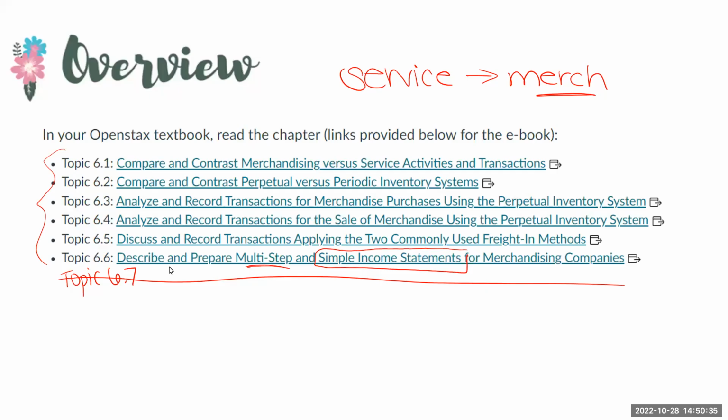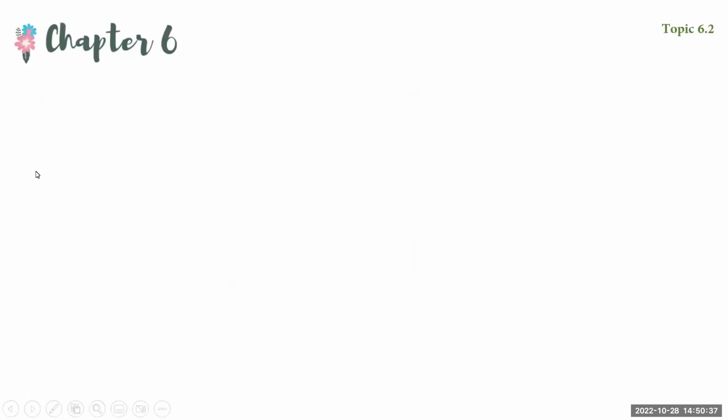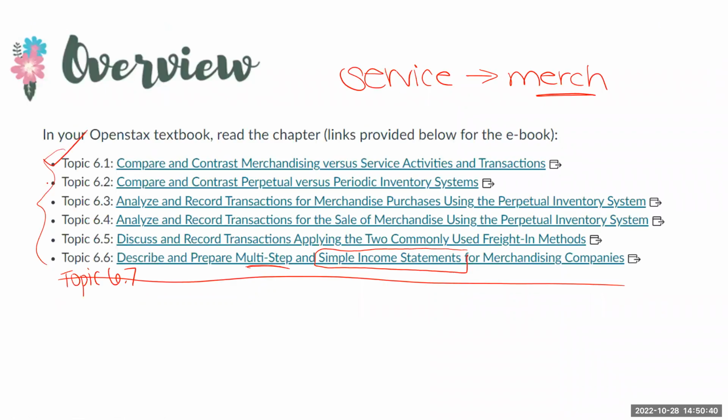All right, on to our next topic, which is the difference between perpetual and periodic inventory systems. A perpetual inventory system pretty much is what it sounds like. It will continuously update the company's accounting records.